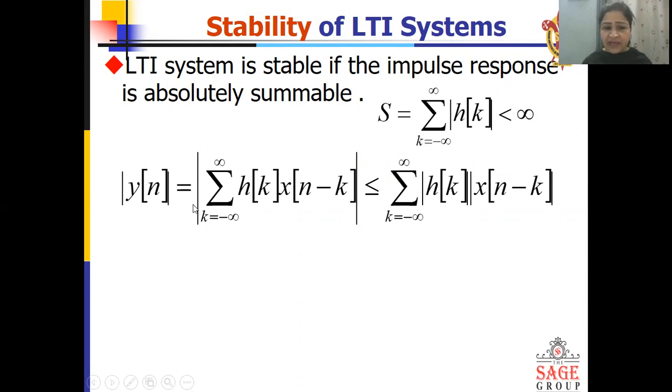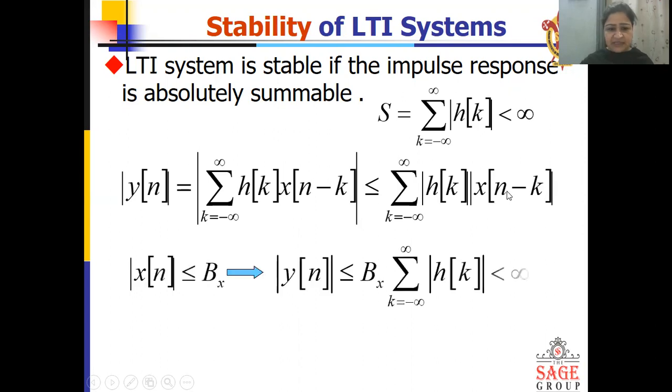Now we know yn is given as summation k equal to minus infinity to infinity hk xn minus k. Why have I written h first and then x? Because we know convolution is commutative. I can write it as xk h n minus k, or I can write it as hk x n minus k. Now I'll take the absolute value, which will be less than or equal to, using the inequality, summation of absolute hk xn minus k.